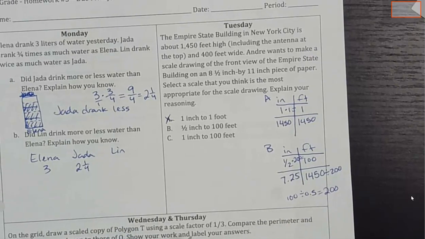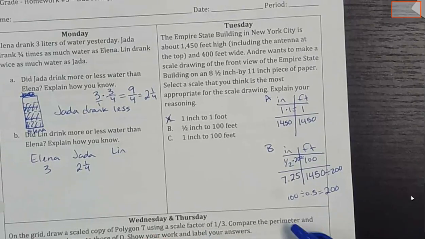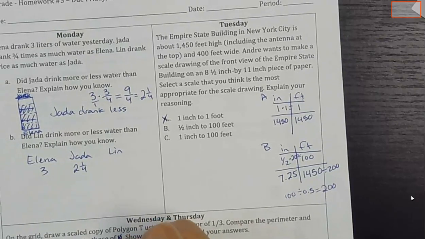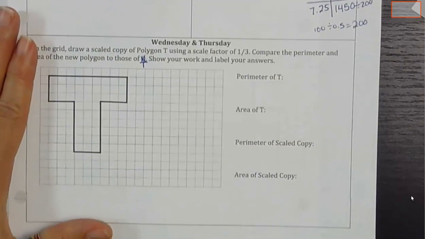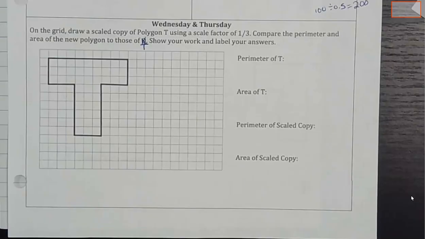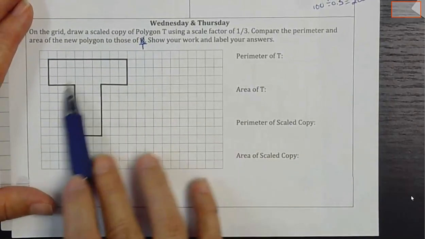So on the grid, draw a scaled copy of polygon T using a scale factor of 1/3. Compare the perimeter and the area of the new polygon to those of T. Sorry, typo on my paper again. And show your work and label your answers. Oh, slide the paper up for you. Sorry, guys. Okay, that should say T. We're dealing with this polygon right here.